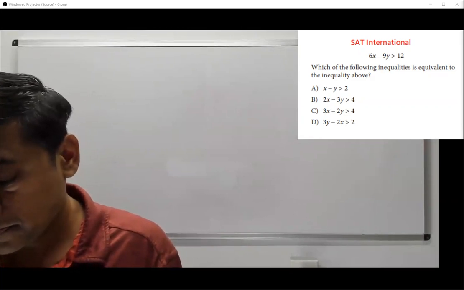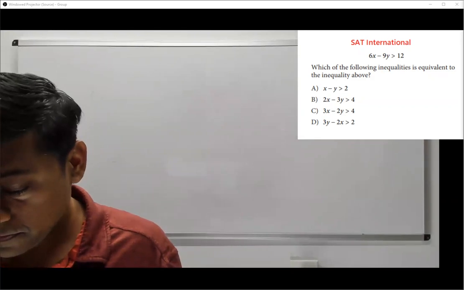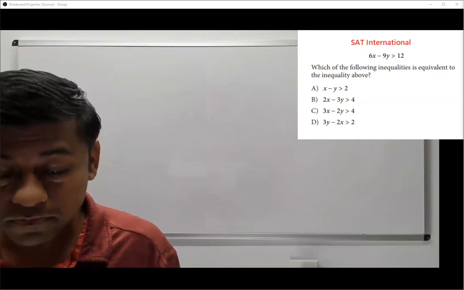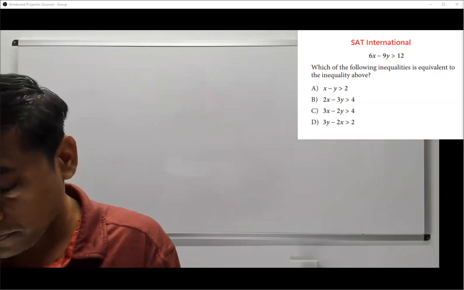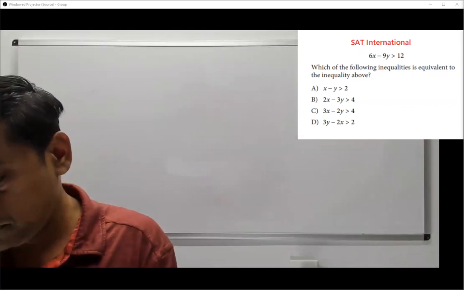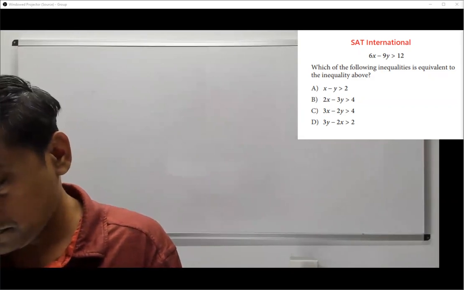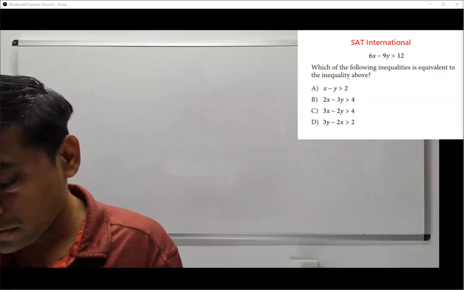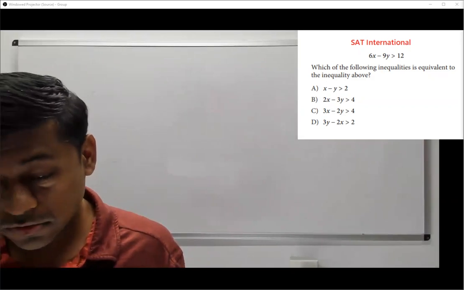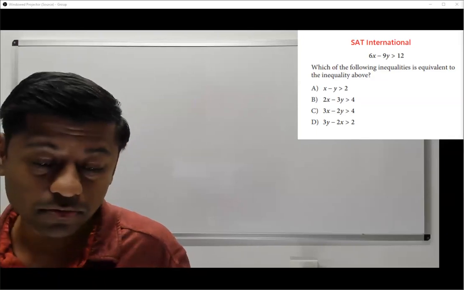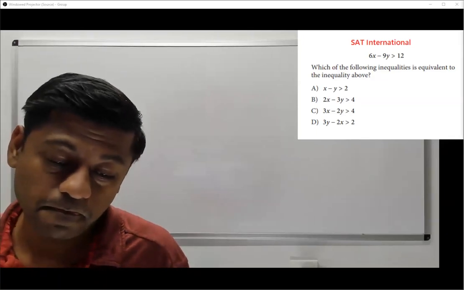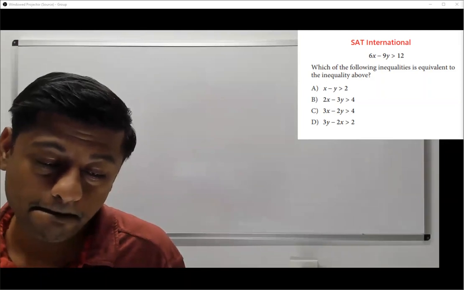Because you can see a proportion there, like 6x minus 9y is greater than 12. So you can just divide everything by 3, which will equal 2x minus 3y is greater than 4. Which is B, I think. Yeah, B. How many of you agree? I agree.